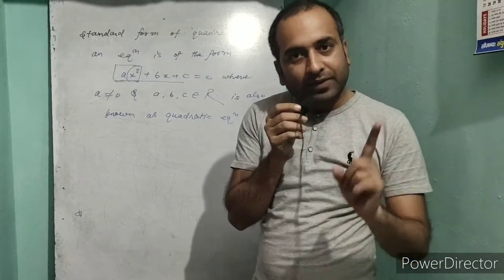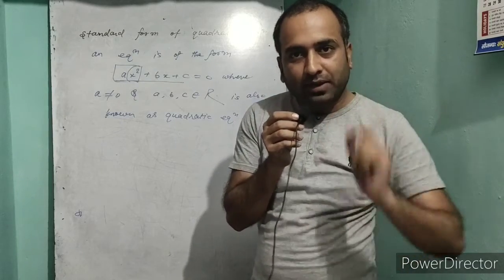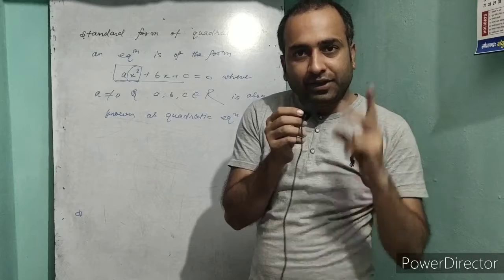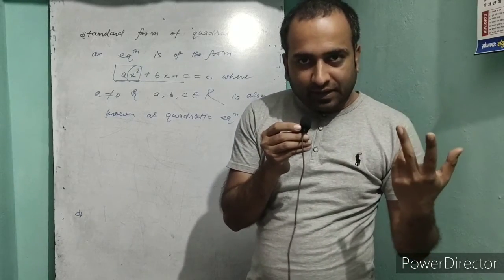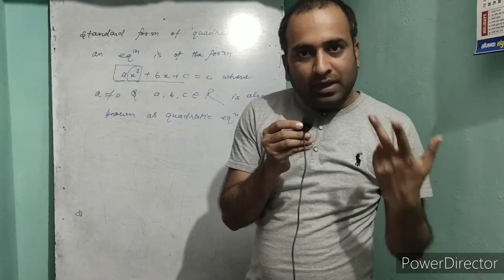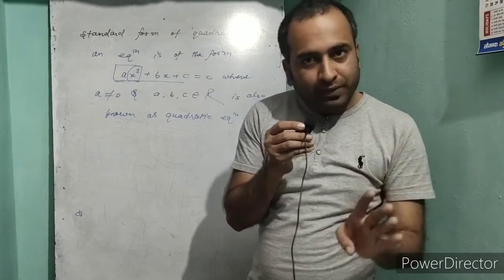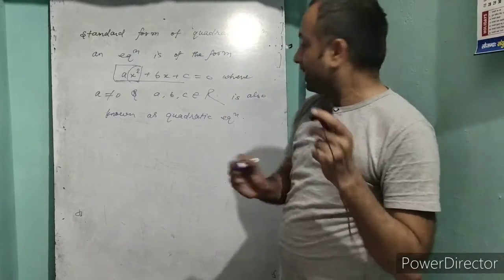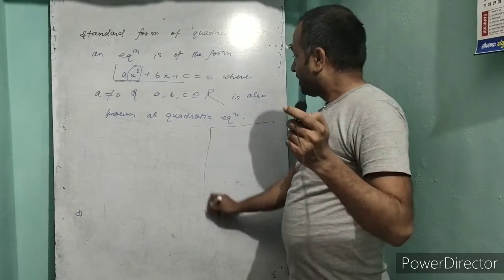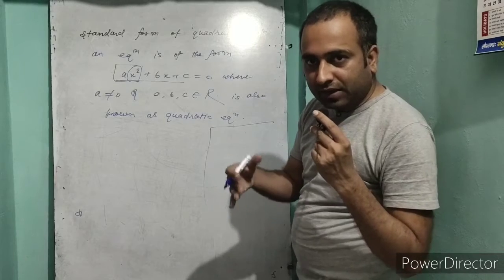A polynomial having degree 1 is called a linear polynomial. A polynomial having degree 2 is called a quadratic polynomial. A polynomial having degree 3 is called a cubic polynomial. Listen, I am telling you about the polynomial.